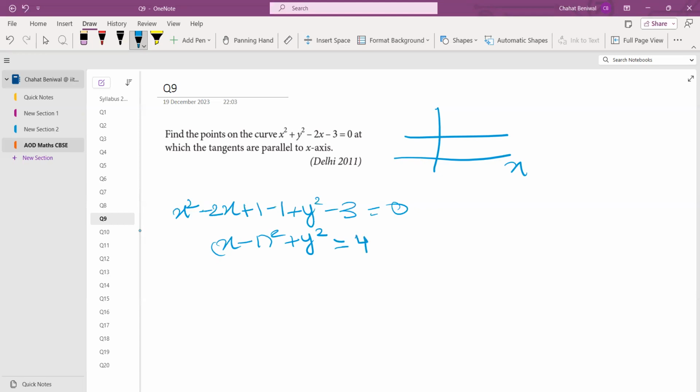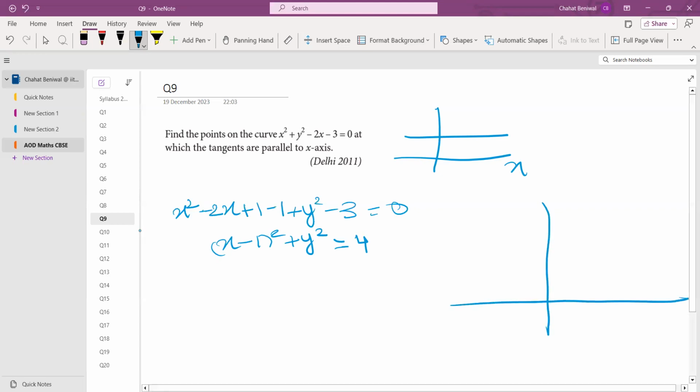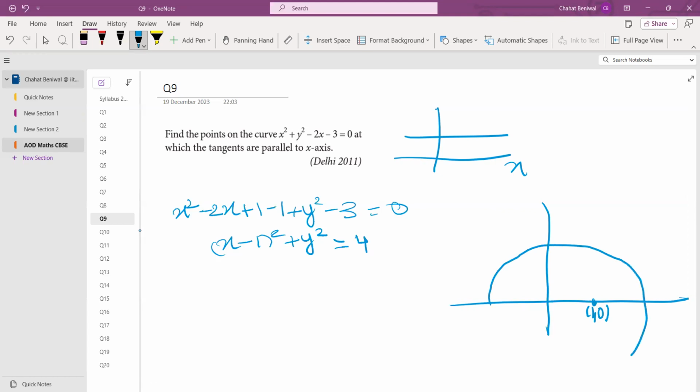So this is a circle with center at (1, 0). So that means here is the point (1, 0) and the radius is 2 because 4 is 2 squared. So this is the point (1, 0). And since the radius is 2, the circle will look something like this.